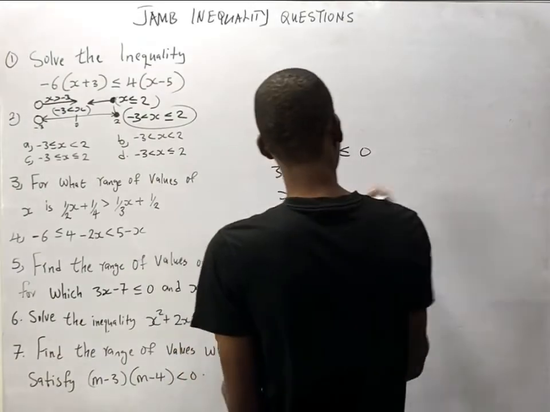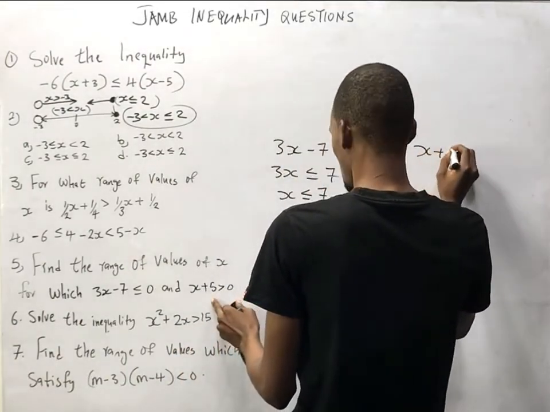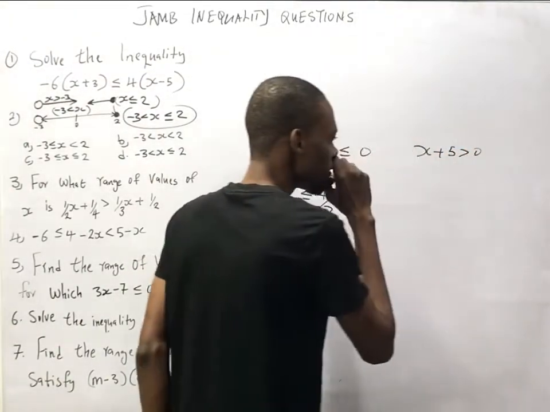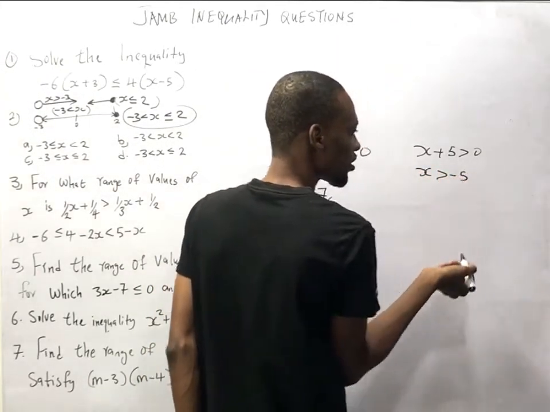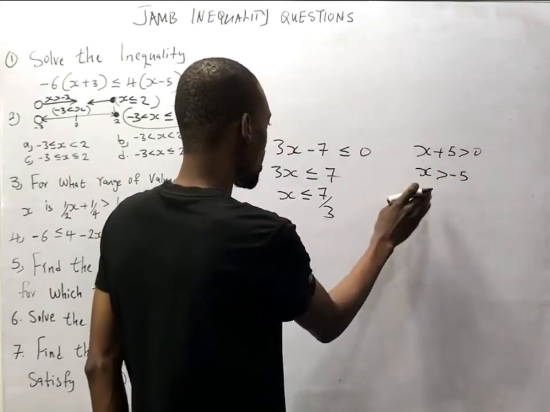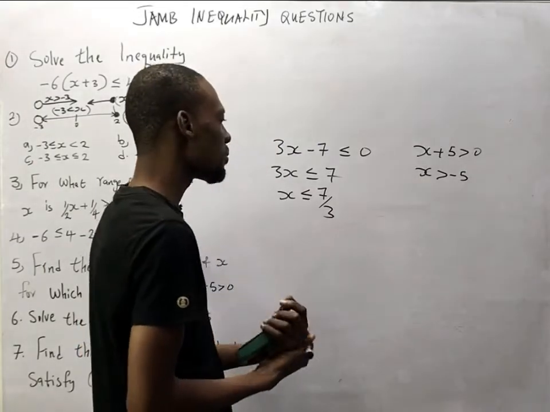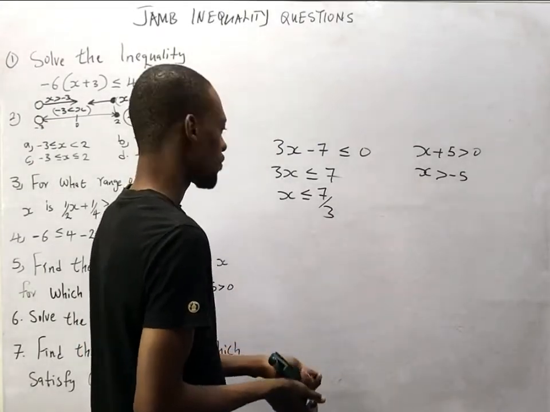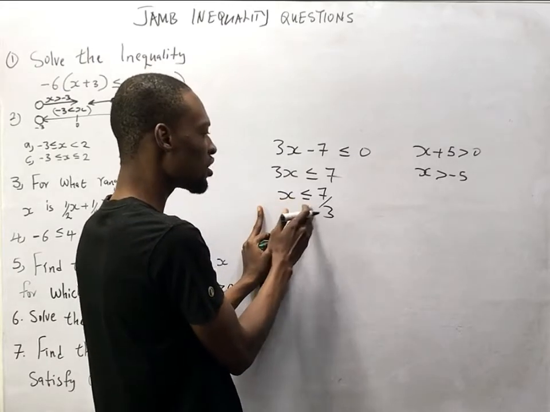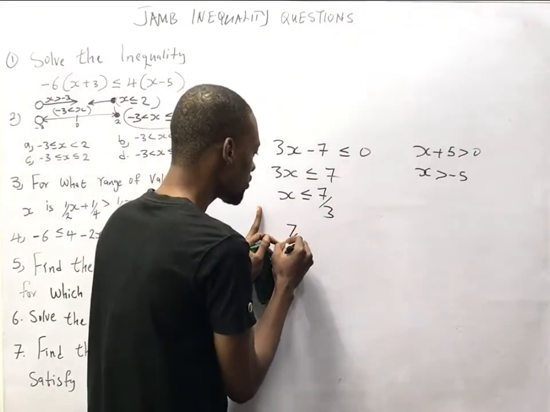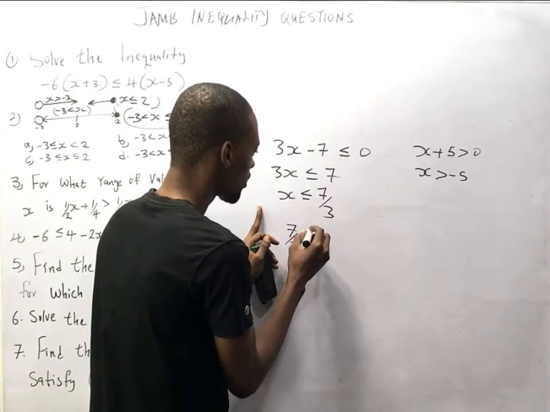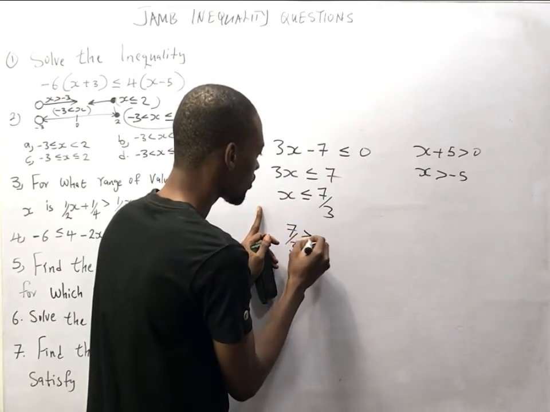This simply means that s is lesser than or equals 7 over 3. For the second inequality, it says s plus 5 is greater than 0. This implies that s is greater than minus 5. So we have this, we have this. We can choose to combine the inequalities. If s is lesser than or equals 7 over 3, it implies that 7 over 3 is greater than or equals s.